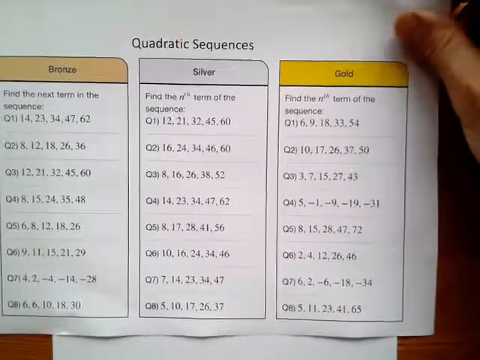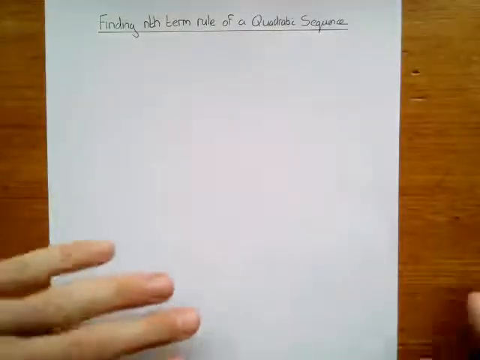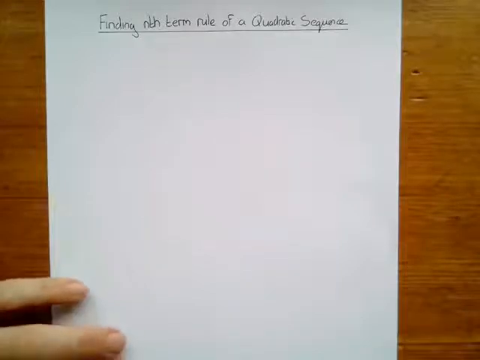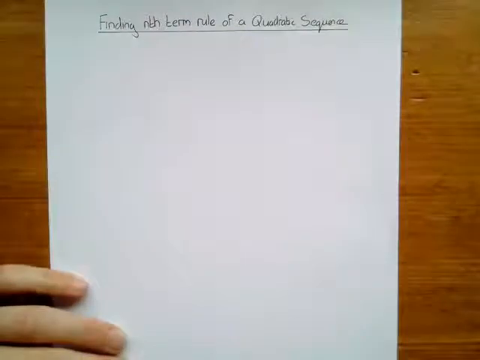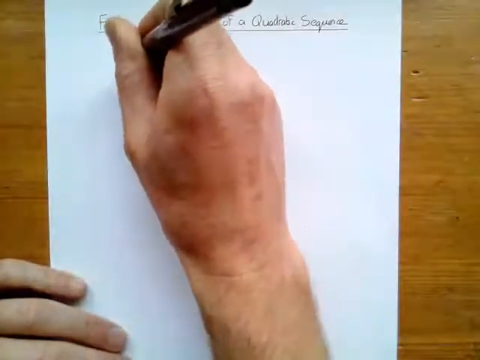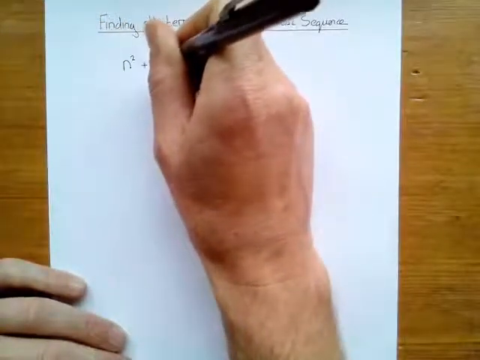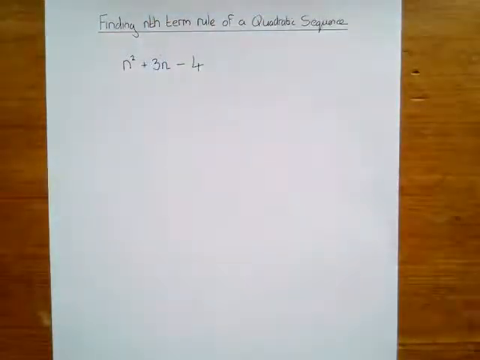Right, let's go. So, finding nth term rule of a quadratic sequence. Right, well, a couple of things. What is a quadratic sequence and what is an nth term rule? Well, I'm just going to give you an example of an nth term rule that is a quadratic sequence and show you what it actually means. So for example, if I had the following rule, n squared plus 3n minus 4, then that could be the nth term rule for a quadratic sequence.